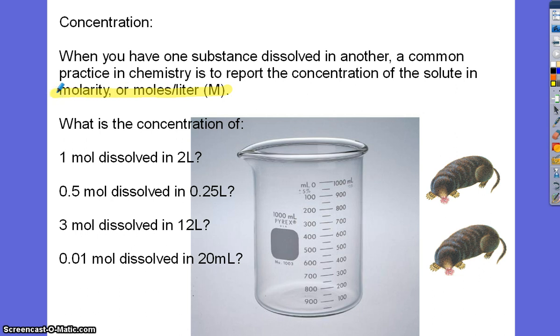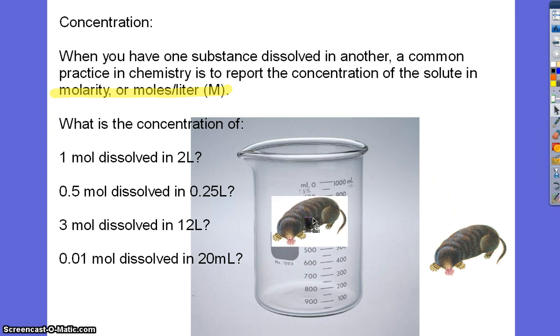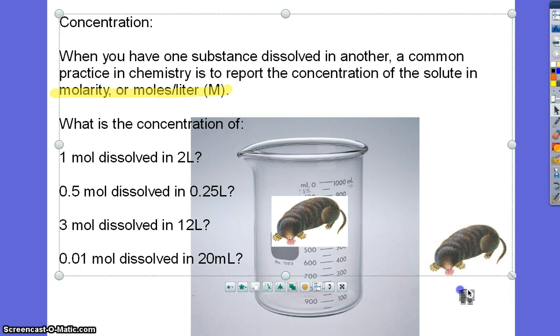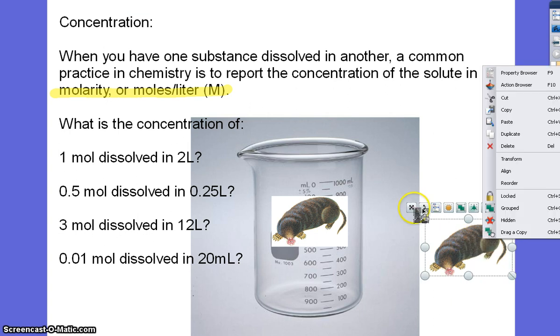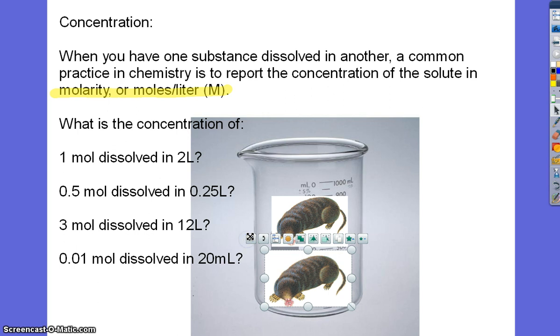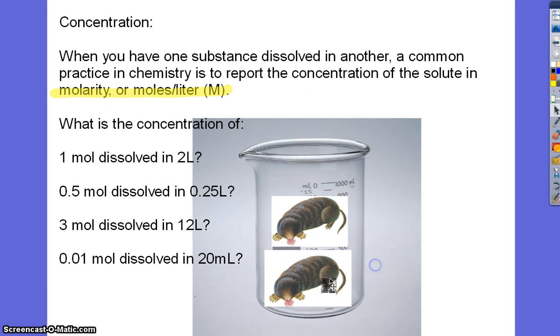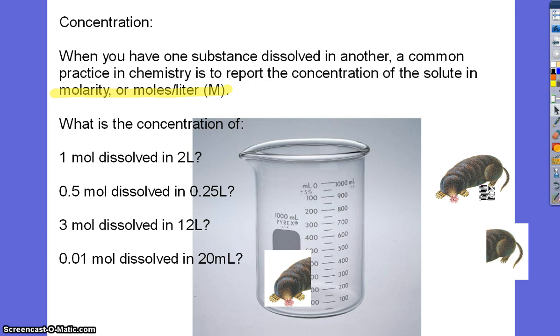per liter. Okay, so I've got a mole, and if I put 1 mole inside my 1 liter beaker, this would have a concentration of 1 mole per liter, or it would have a concentration of 1 molar, or 1 molarity. It could be said either way. If I take and put 2 moles inside my beaker, that would be 2 moles per liter. Or I could have 1.5 moles per liter, or just a half mole per liter.